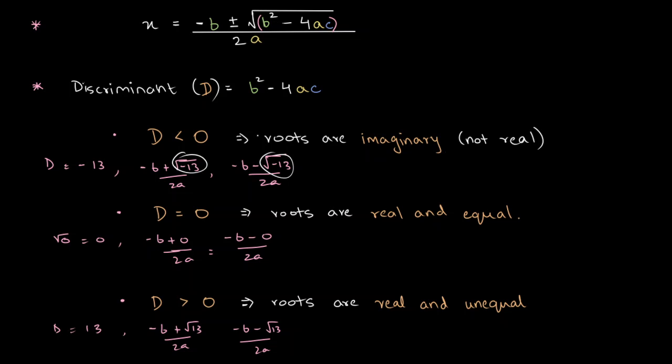So to conclude, the nature of the roots is determined by the discriminant, which is the value of b square minus 4ac. There are three conditions. The first one is when D is less than 0. For D less than 0, we have roots which are imaginary. The second situation is when D is equal to 0. In that condition, we have roots which are real and equal. The third condition is when D is greater than 0. In that situation, we have roots which are real and unequal, or real and distinct.